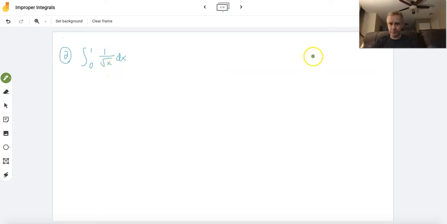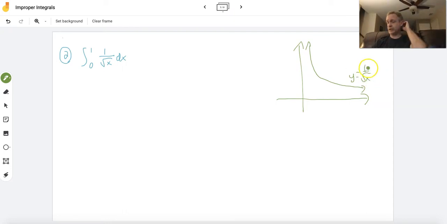So the other thing to consider, and technically you don't have to worry about this when you ultimately evaluate this improper integral, but if we were to actually look at this graphically, the graph of 1 over the square root of x looks very similar to our graphs of y equals 1 over x and the graph of y equals 1 over x squared, right?